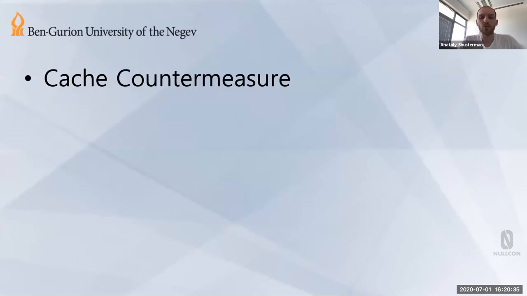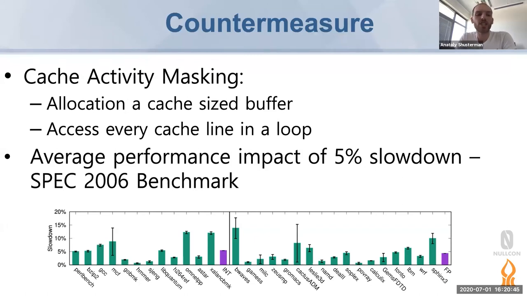So after we show that the attack is practical, now we show an effective countermeasure that we proposed. The countermeasure is cache activity masking. It's actually like the attack, but on the countermeasure side. We allocate a cache-sized buffer and access every cache line in a loop. This masks the attack. It has a 5% slowdown, but that's admissible if you look at regular Tor Browser performance. It's very admissible.